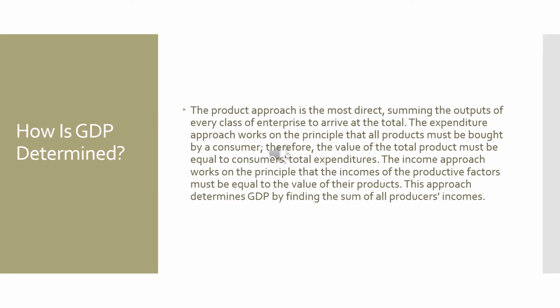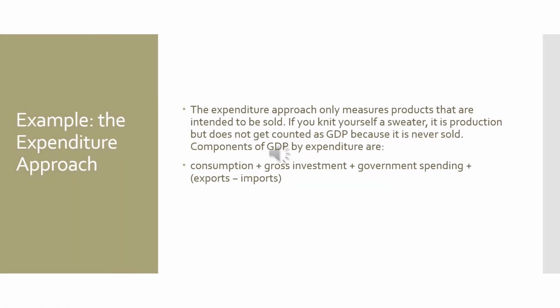The income approach works on the principle that the incomes of the productive factors must be equal to the value of their products. This approach determines GDP by finding the sum of all producers' incomes. Example, the expenditure approach. The expenditure approach only measures products that are intended to be sold. If you knit yourself a sweater, it is production but does not get counted as GDP because it is never sold.